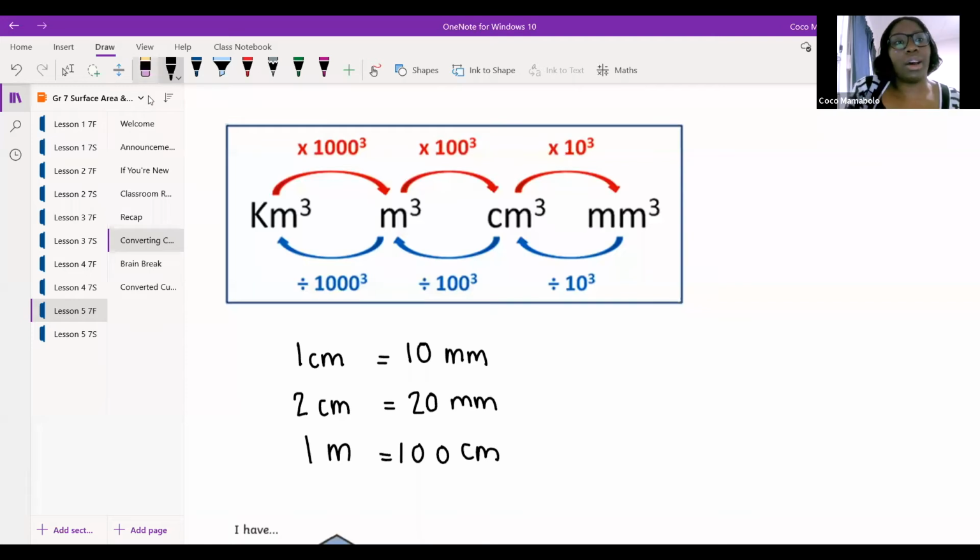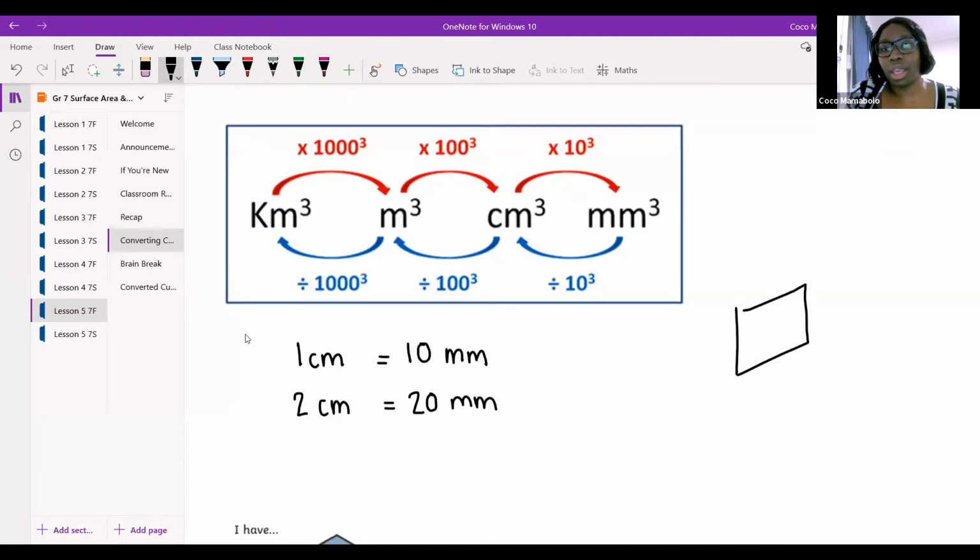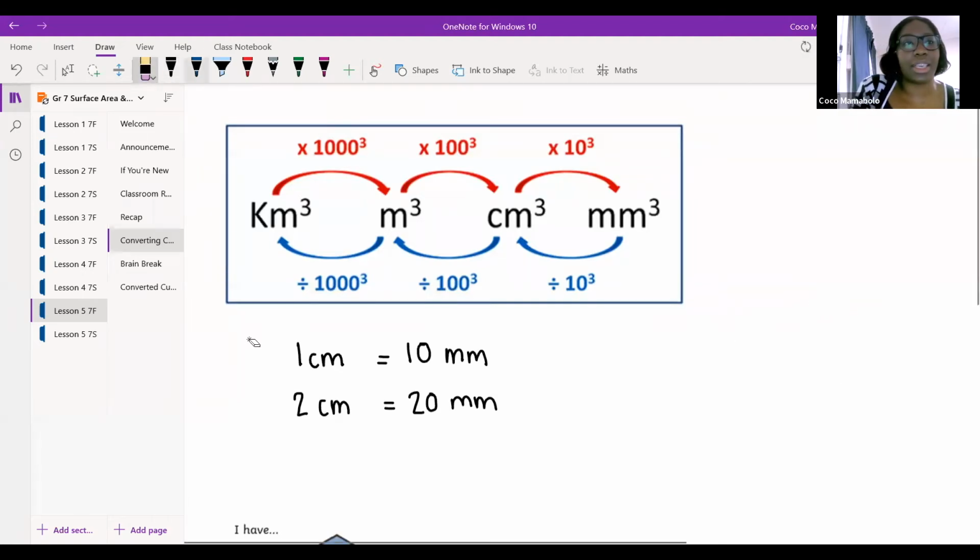Okay. Now, here's what I'm going to ask, guys. If I had to calculate the area of a cube, if I had a cube, I don't know how I'm drawing my cube, Teacher Kat. What kind of cube is this? What am I doing? No, let me start again. Okay.